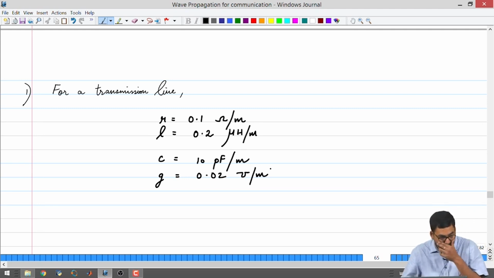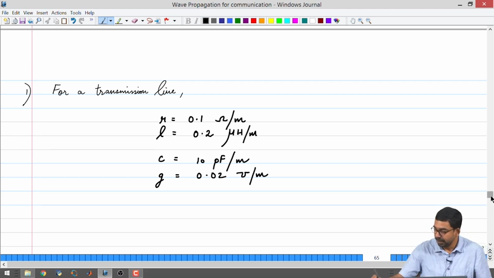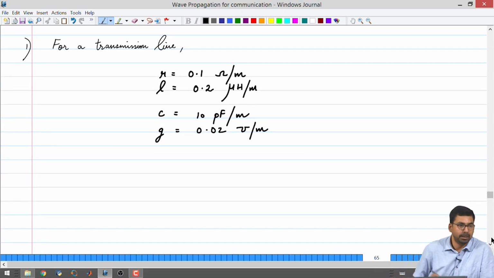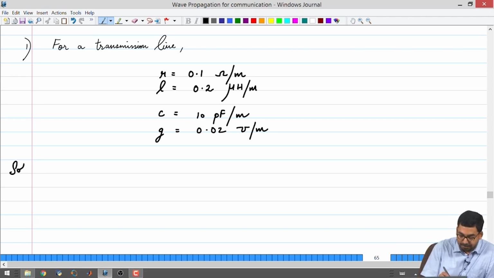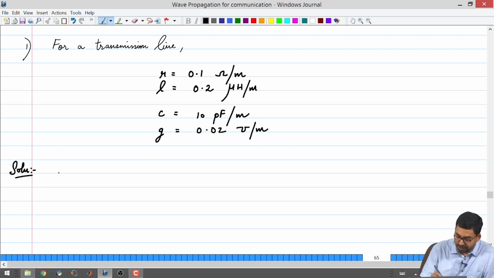So I have R, L, G and C. There are two things that one can immediately calculate. One is the characteristic impedance. You could do the square root of (R plus j omega L) divided by (G plus j omega C), and you will get Z naught. But let us now go ahead and see whether we can calculate the complex propagation constant.